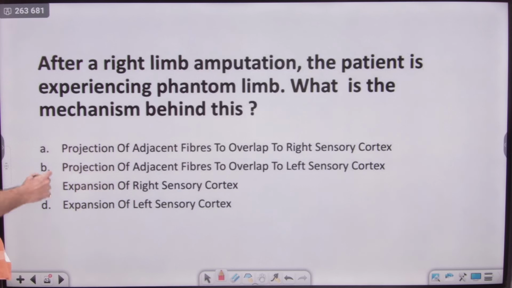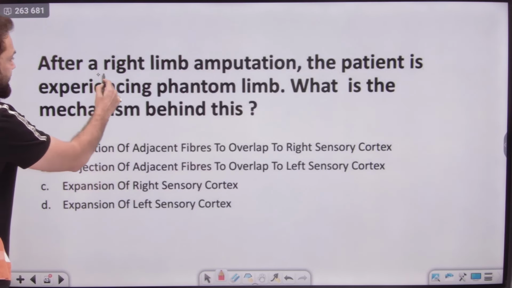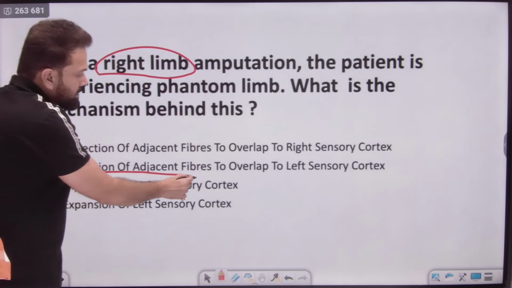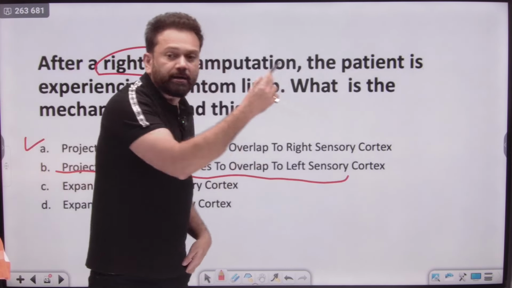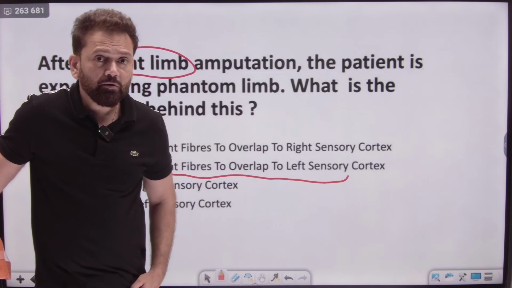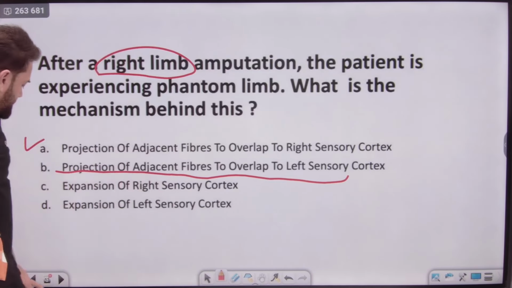The projection of the adjacent fiber is the right limb, so the projection will be on the left cortex. So what is the answer? Projection of adjacent fibers overlap to the left sensory cortex. So this is simply called the projection law, law of projection. The brain will project it.